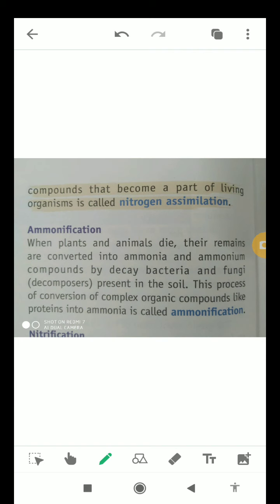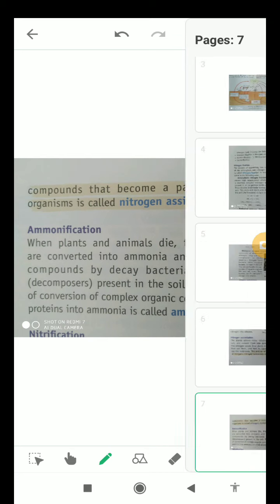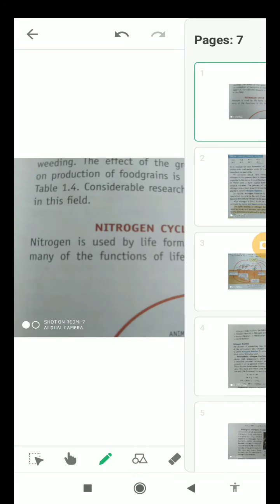And the next step is ammonification. When the plants and animals die, the remains are converted into ammonia and ammonium compounds by decay bacteria and fungi present in the soil. This process of converting complex organic compounds like proteins into ammonia is called ammonification. So that's it in this video.